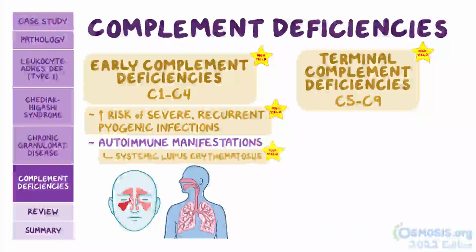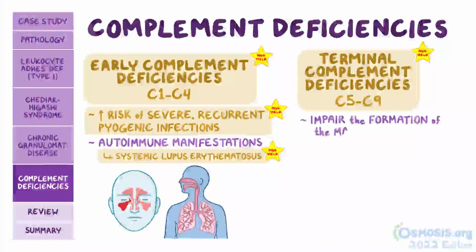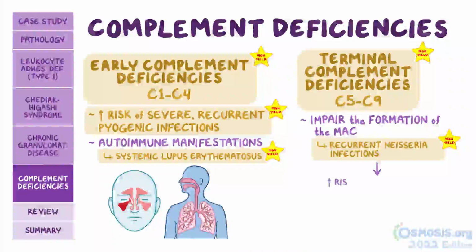On the other hand, terminal complement deficiencies impair the formation of the MAC and bear in mind that individuals are particularly susceptible to recurrent Neisseria infections, so they're at higher risk for developing meningitis or gonorrhea.